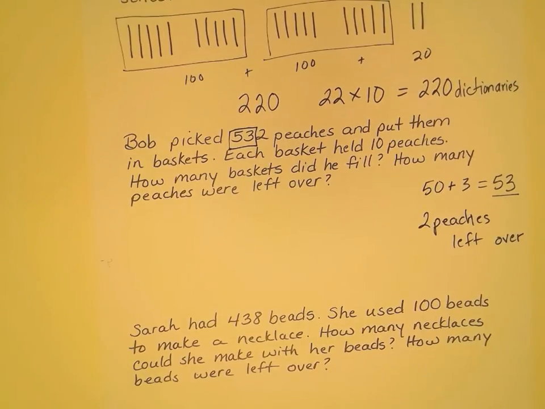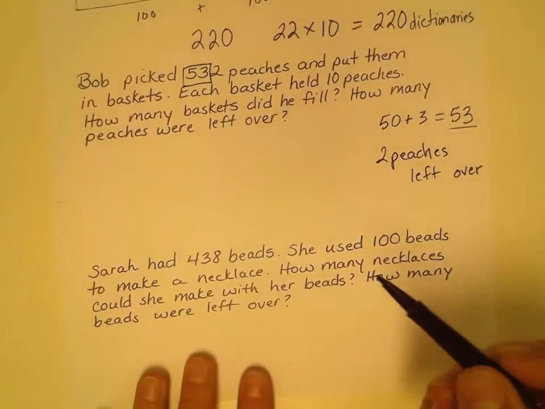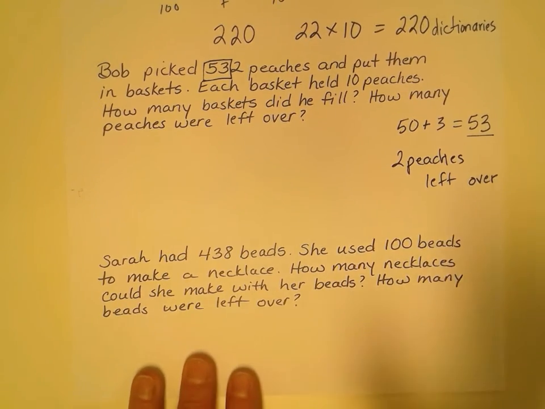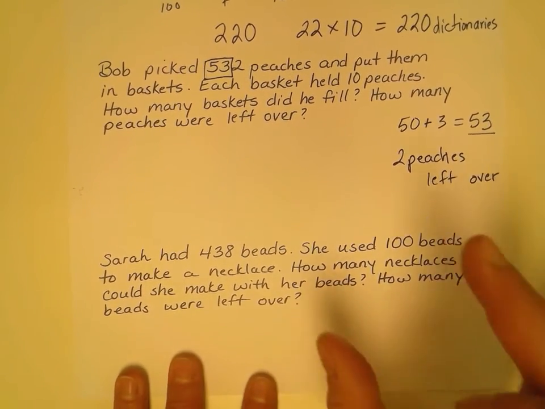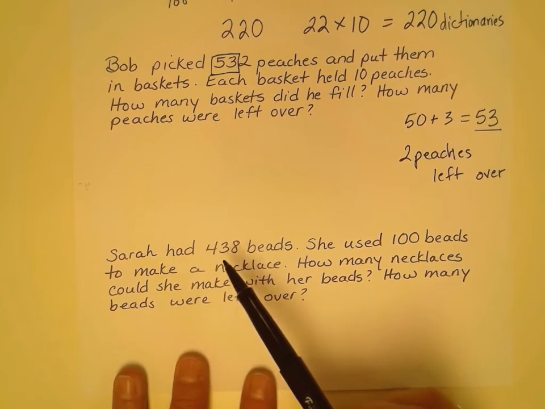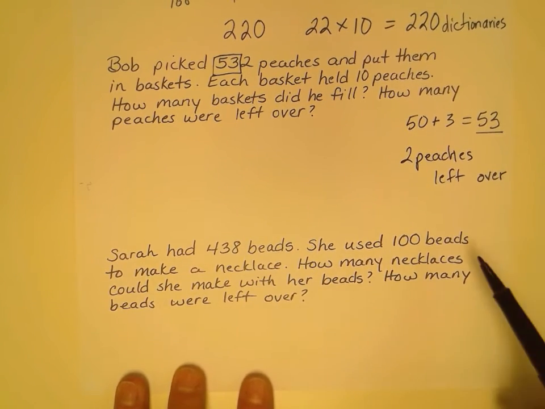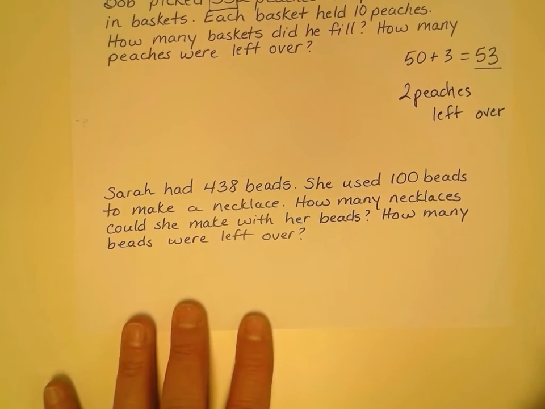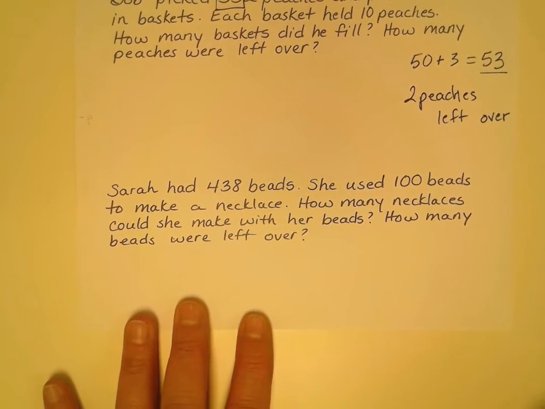Now we're going to use that same idea that we did for 438, but now we're using 100 beads. So instead of looking at tens, we're looking at hundreds. So Sarah had 438 beads. She used 100 beads to make a necklace. How many necklaces could she make with her beads, and how many beads were left over?